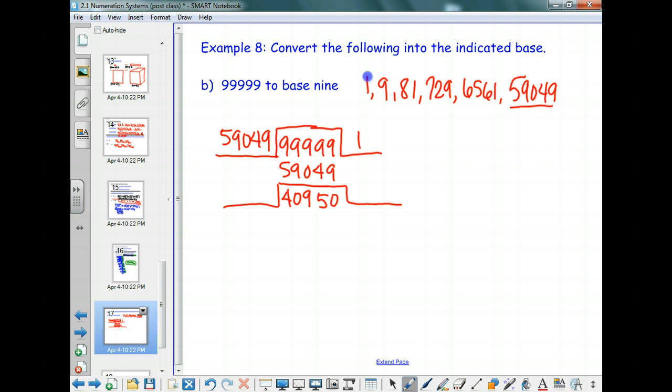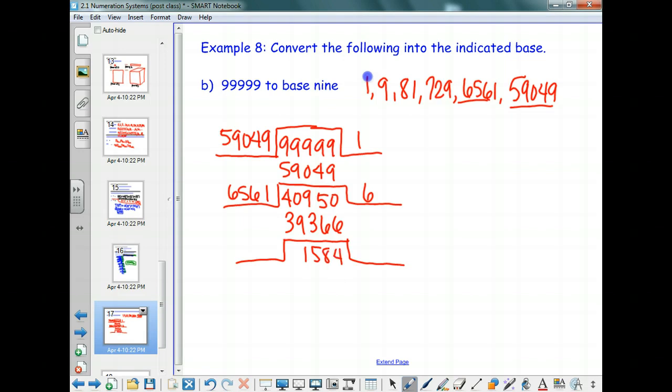And the next one I need to do is 6,561. So, using your calculator, how many times will 6,561 go into 40,950? 6. What is 6,561 times 6? Awesome. But I need to subtract now, yeah? 40,950 minus 39,366. It's what? Remember this one now. 1,584.